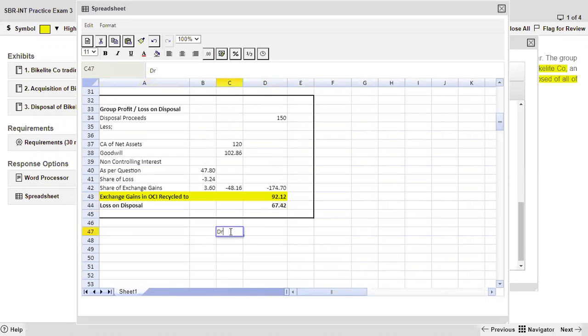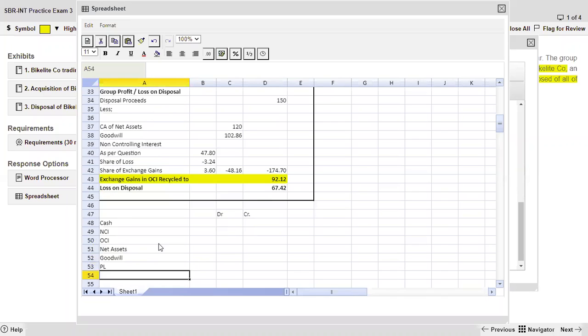I'll just do the correcting journal for you people, because although it is not needed, I'll just do it for you. The cash is going to be debited. The NCI is going to be debited. The OCI is going to be debited. The net asset would be credited. The goodwill is going to be credited. The P&L is going to be credited. So this is what it is.